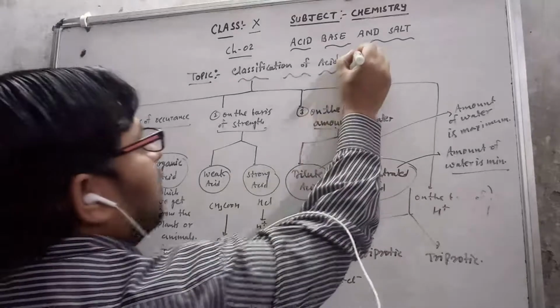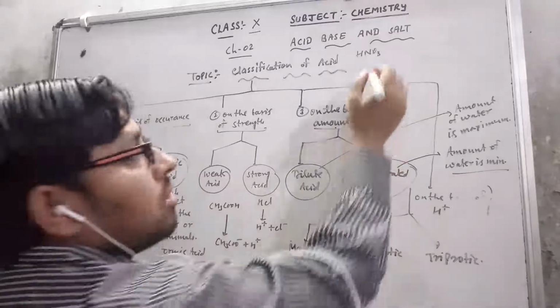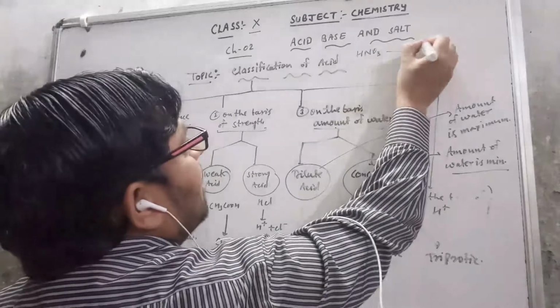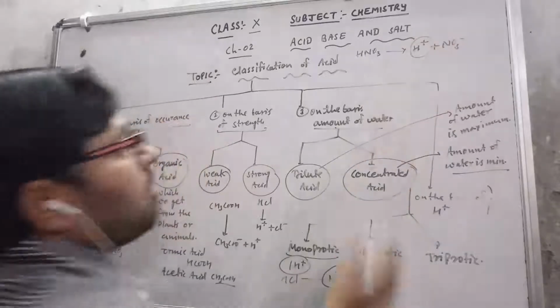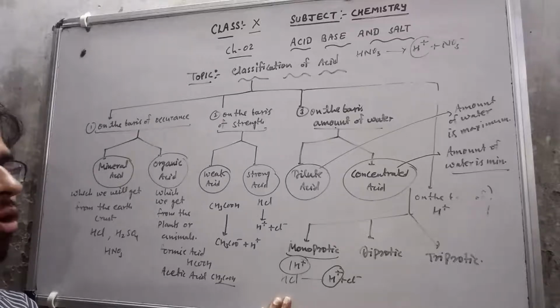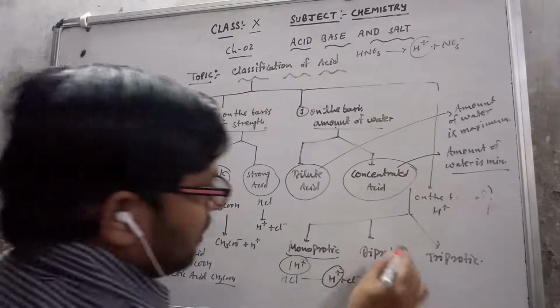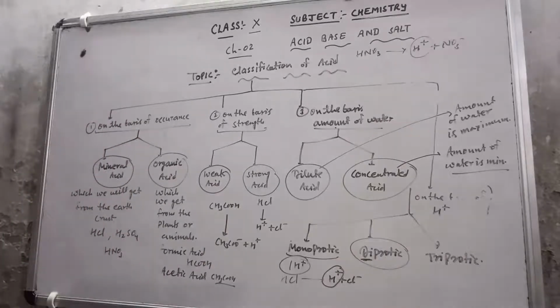Same, suppose I have HNO3, this is the nitric acid. If I dissolve HNO3 in water, it will give us hydrogen ion and nitrate ion, so this will also give us only one hydrogen ion, so this is also a monoprotic. So very simple, the acid which will give us only one hydrogen ion by dissolving in water, they are called monoprotic.